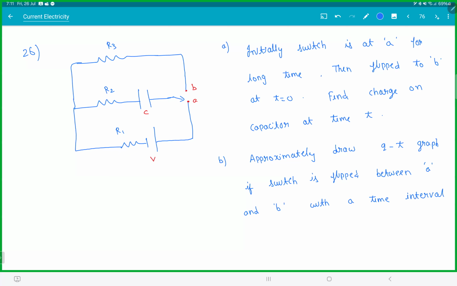Means initially it is at A, fully charged. When you go to B, you'll discharge. You come back to A, you'll charge, discharge, charge, discharge. This just keeps going on. So how will the graph approximately look like? I can give you values, but let's see.